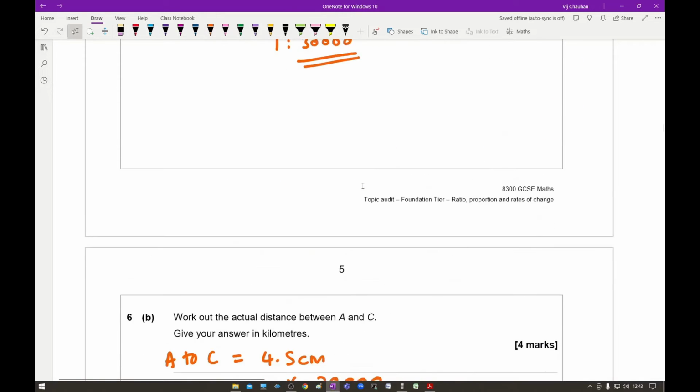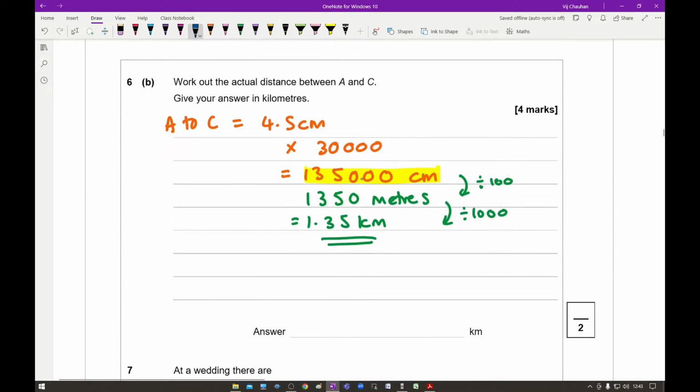But for B, they would accept any answers with working that are between 1.32 to 1.38 as an acceptable answer. But again, if you just measured it with a ruler and you're roughly getting 4.5 centimetres, then your answer should be relatively close to the one that you can see on your screen.